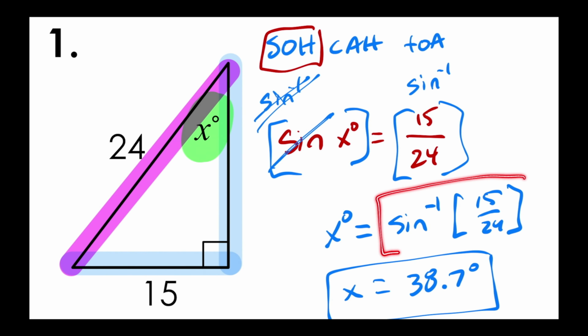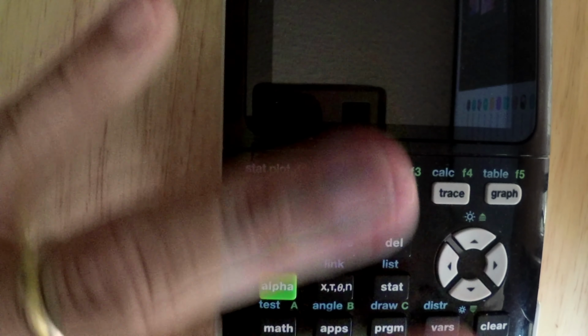Basically, the inverse sine is just saying, hey, what angle has a sine that's this ratio? What angle has a sine that's this ratio? And you plug it into your calculator. Right, that's what we did.